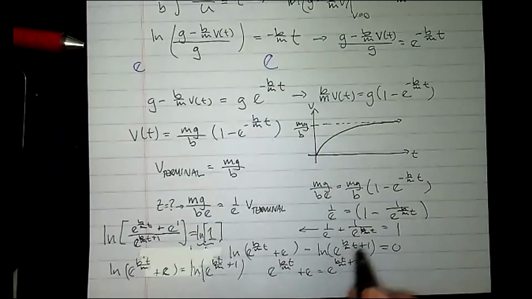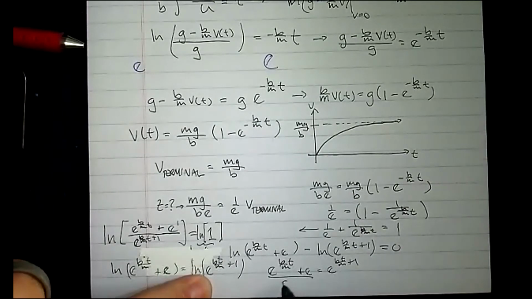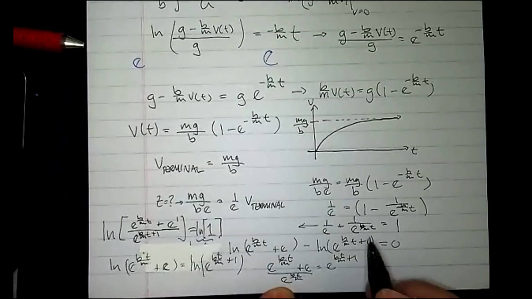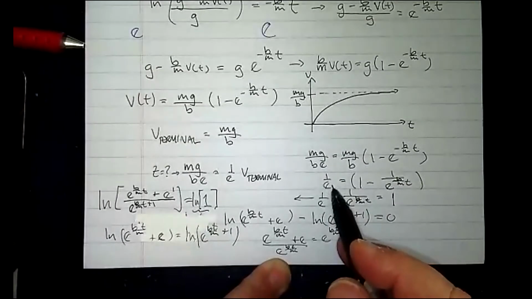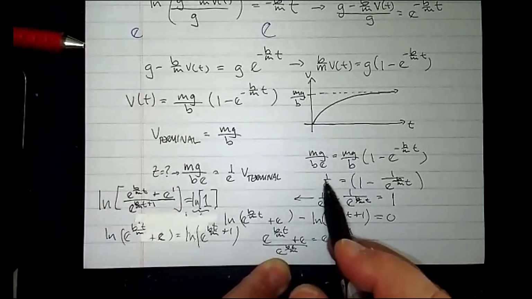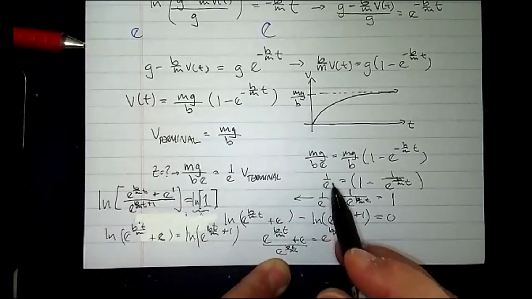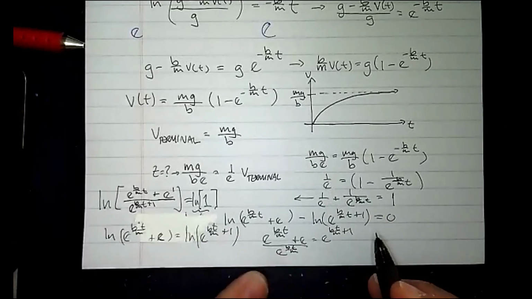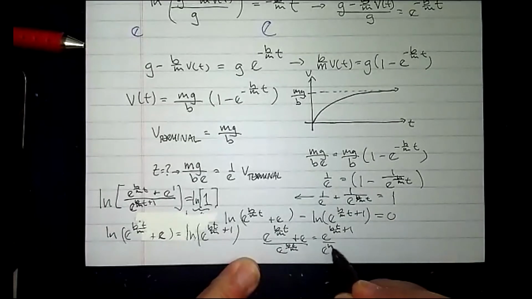If I divide everything by e to the bt over m... actually what I should have done is 1 over 1 minus e. Instead of setting it to 1 over e, I really should have set it to 1 minus 1 over e or something like that. That would have been a lot easier problem to solve. But anyways, let's see what happens with this.